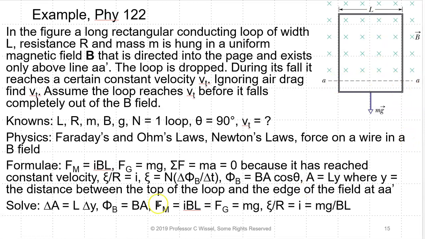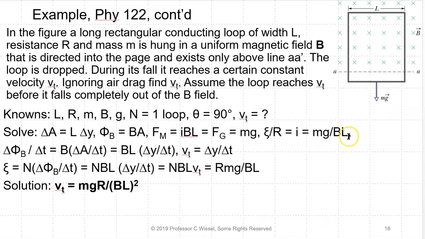The EMF over R equals I, and EMF equals N delta phi B delta t. Phi B equals BA cosine theta, A equals L times Y, where Y is the distance between the top of the loop and the cutoff at AA prime. Now we put all of this together. Delta A equals L delta Y. Phi B equals BA, Fm equals IBL equals Fg equals mg. So then we can say that E over R equals I. That has to equal mg divided by BL. Okay, so that's what we got to right here.